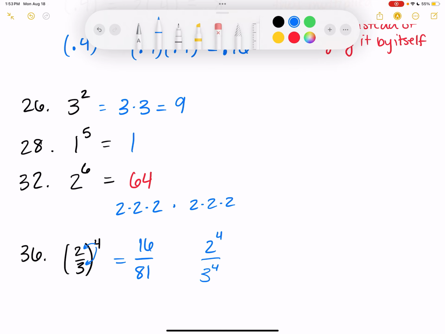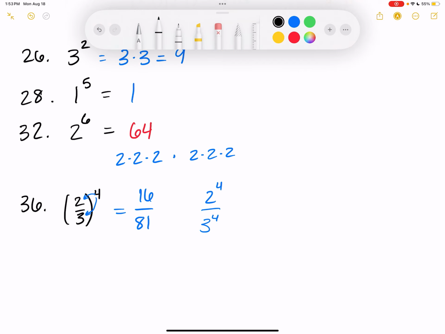All right, evaluate the expression. And you're going to notice some of these things have more or less the same instructions. The actual problems are just a little bit different. So 38, we've got x squared when x is equal to 3/4. So these ones are just using powers now to do the same thing we were doing earlier in the section.